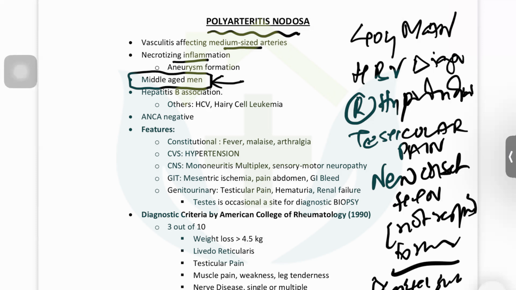So it is vasculitis of medium-sized arteries. There is necrotizing inflammation. Middle-aged men are involved. Hepatitis B is the regular association. Others can be HCV and hairy cell leukemia. ANCA is classically negative. Negative. Many people ask me, sir, we have remembered PAN as PANCA. Fine. But then it should be negative. I mean, you remember it fine. But then as far as the data goes, ANCA is negative in polyarteritis nodosa.